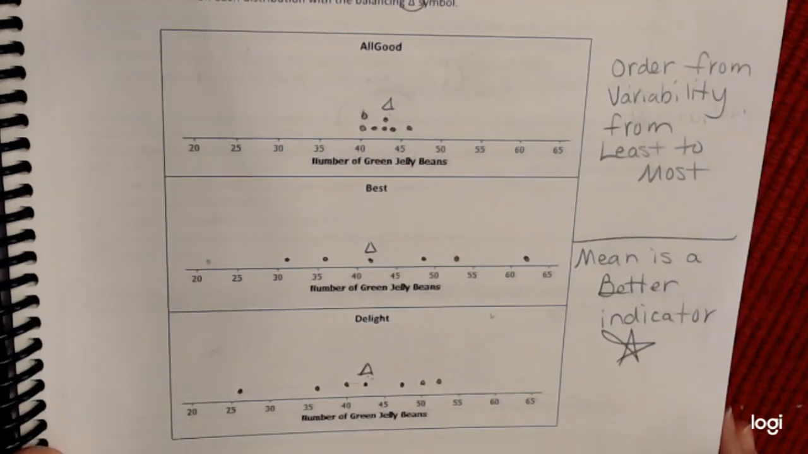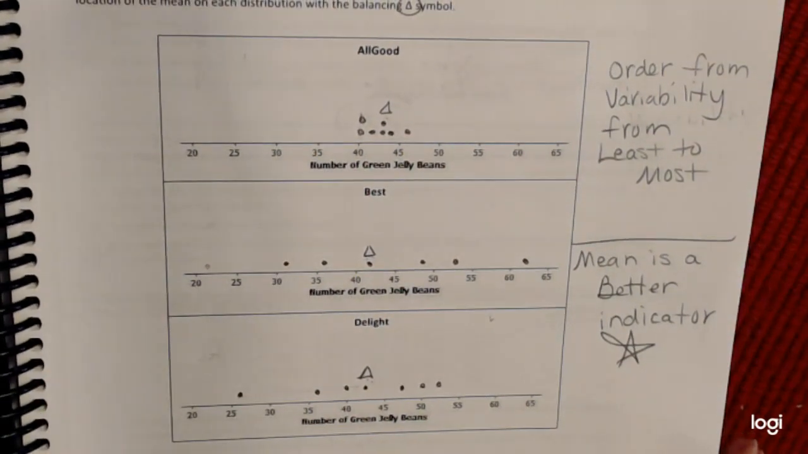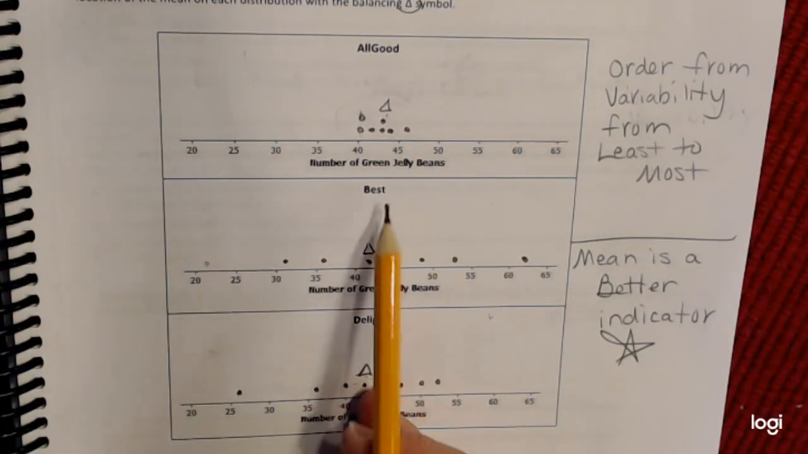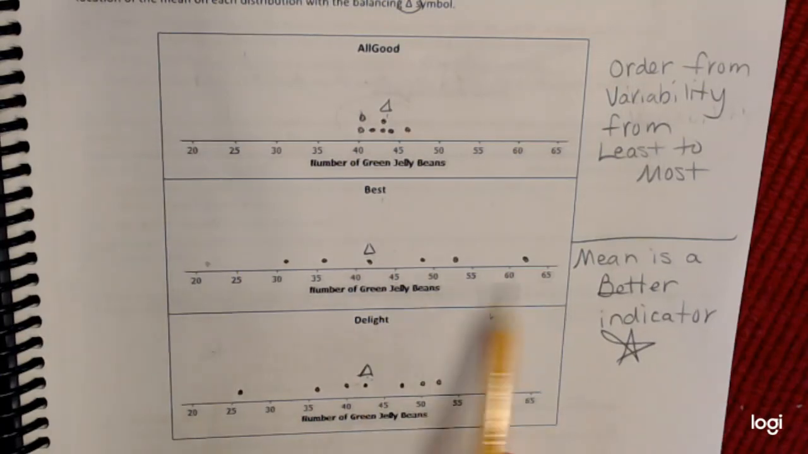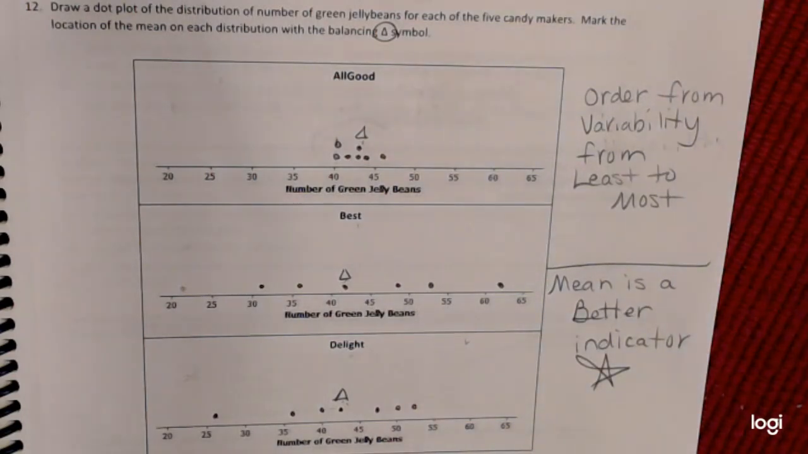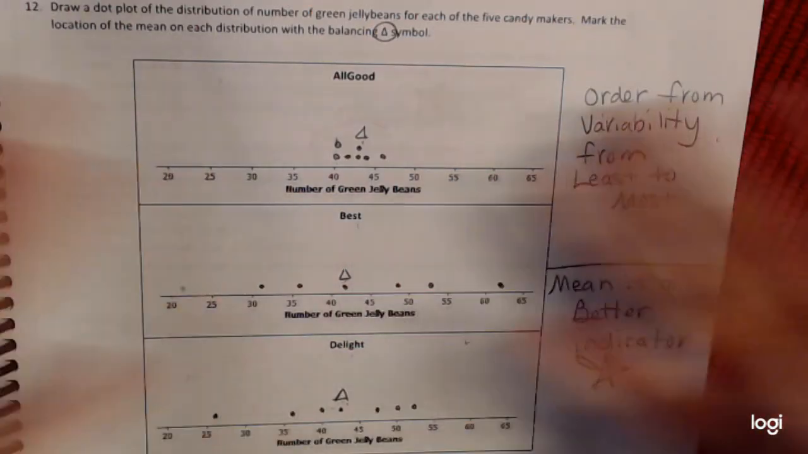Okay, so here are my dot plots for the 3 manufacturers. I have here All Good with my dots and the mean at 42. Best manufacturer with the dots and the mean. And last but not least, the Delight manufacturer with the dots and the mean. Over here on the side, I wrote a note that I would like for us to do. I would like for us to order the variability from least to most. Remember, the variability means the different variety if we have spread out data.